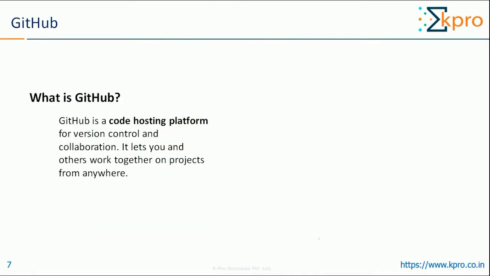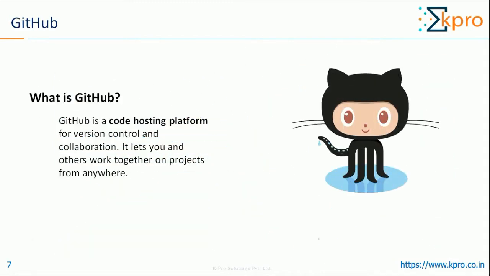GitHub is a code hosting platform for version control and collaboration. It lets you and others work together on projects from anywhere. This is a web interface, and you should have a valid credential to access these systems.